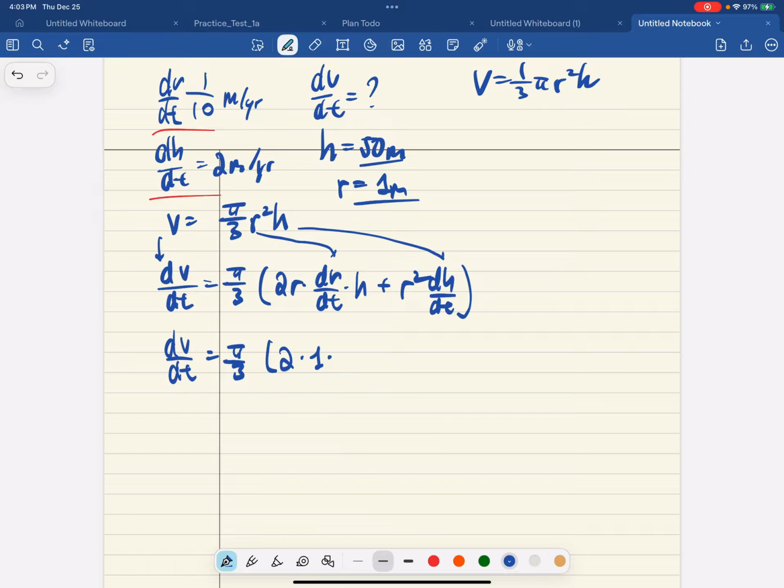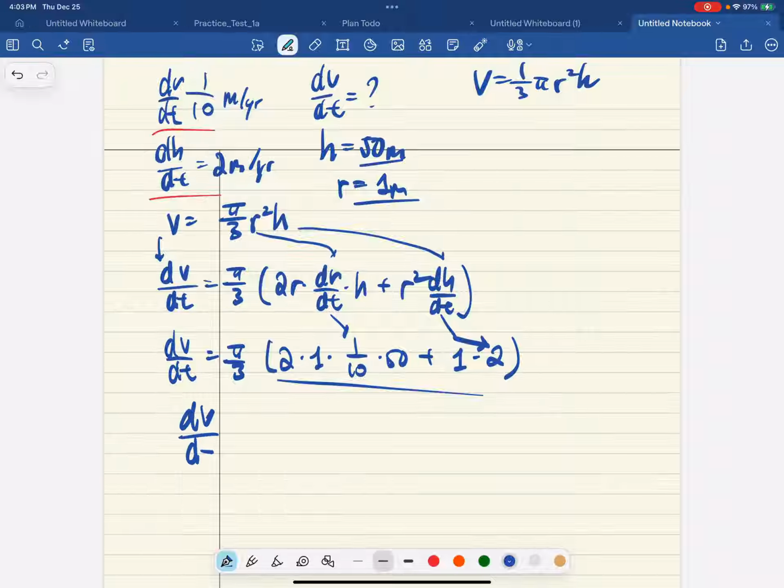So we have the radius. We have dr on dt, which is 1 over 10, times 50 plus radius to the 2, which is still 1, times dh on dt, which is 2. Basically, you can see that it's just plugging numbers in, and then dv on dt we just calculate. That gives us 4 pi. That's it.